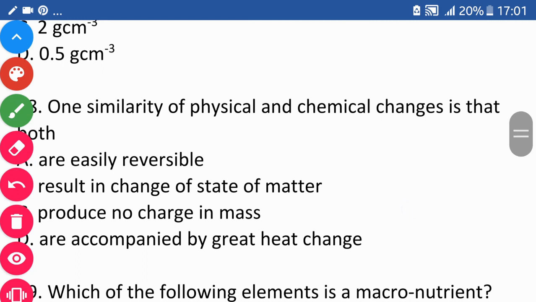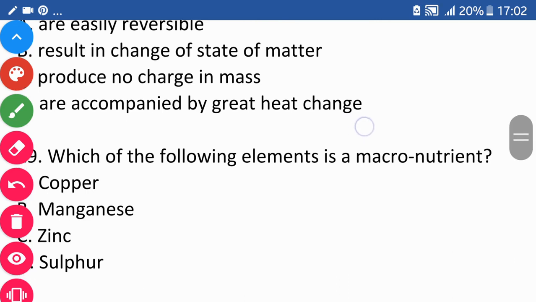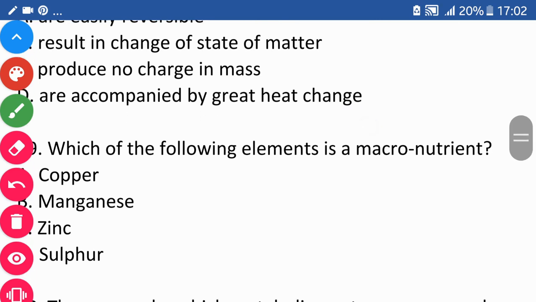One similarity of physical and chemical changes is that both can result in change of state of matter. They could be physical or chemical change, which results in change of state of matter. 19. Which of the following elements is a macronutrient? Manganese is a macronutrient. Manganese.